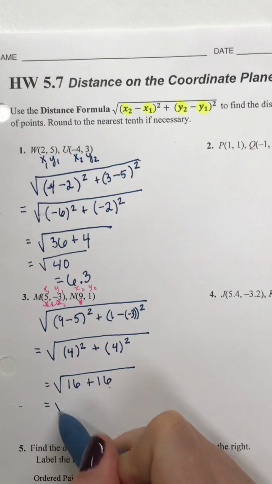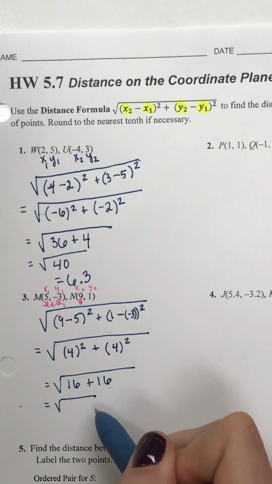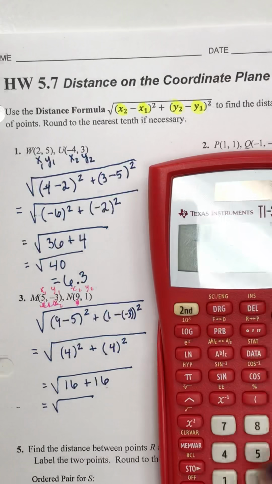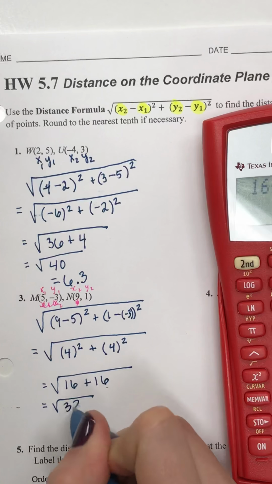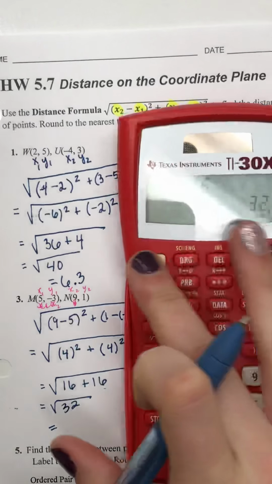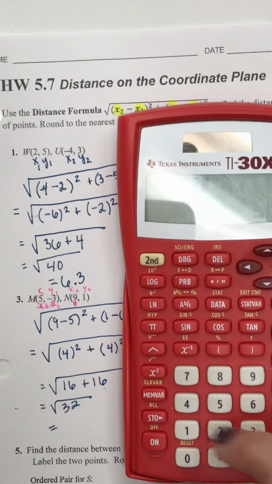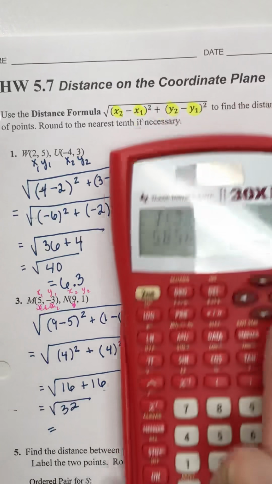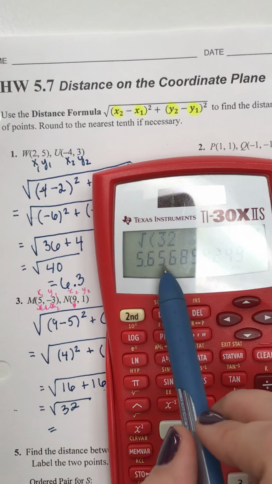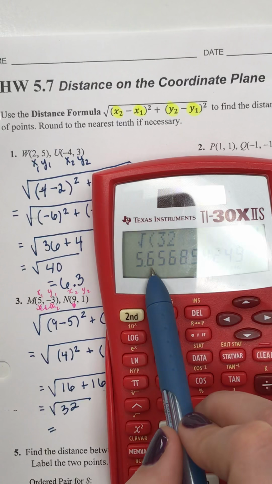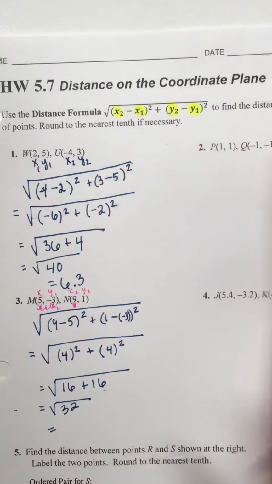Drop down the equal sign, drop down the square root. 16 plus 16 is 32. And the last step would be to second x squared 32, which is 5 point, now be careful if we're rounding correctly, this 5 will bump the 6 up to a 7. So this is going to be 5.7.